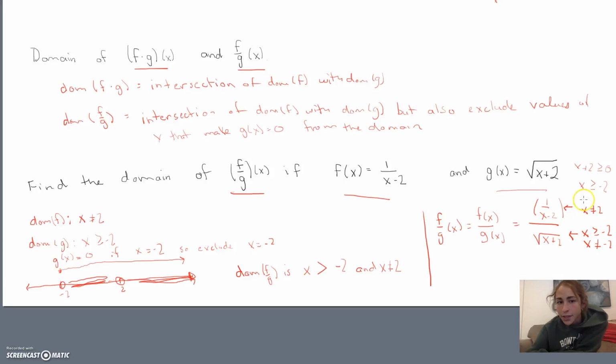So this restriction is coming from the domain of f, this restriction is coming from the domain of g, and this restriction is because g is now in the denominator. So I put these three restrictions together, and I get this domain. And that's exactly what we're seeing here. We take the restriction from f, the restriction from g, and we make sure that g does not equal 0, and combine all those rules together to figure out the domain.